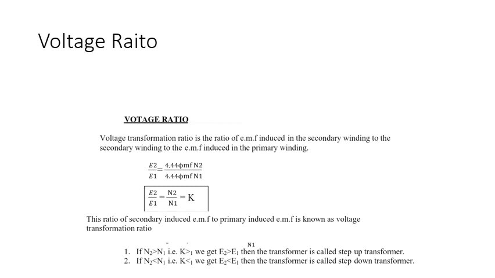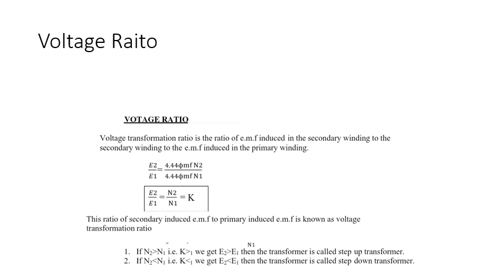This ratio is termed K. It is also known as the voltage transformation ratio. If some voltage is transferred in a transformer from primary to secondary, this will give you the idea of the transformer ratio. So the transformation ratio is the ratio of the EMF induced in the secondary winding to the EMF induced in the primary winding.